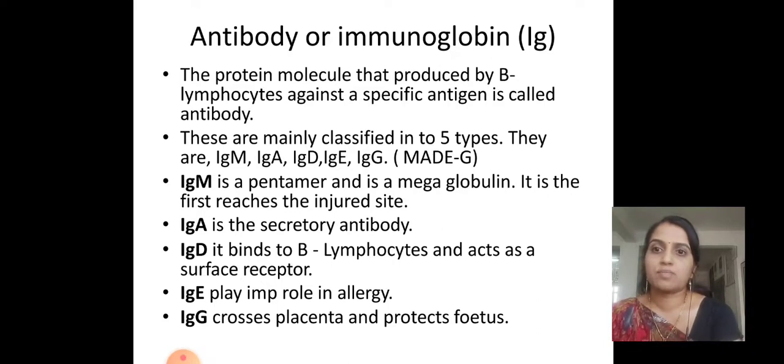IgG crosses the placenta and protects the fetus, especially during pregnancy. This IgG action mechanism is important. They are responsible for reaching the fetus and showing the immunity or immune response when the fetus is growing.